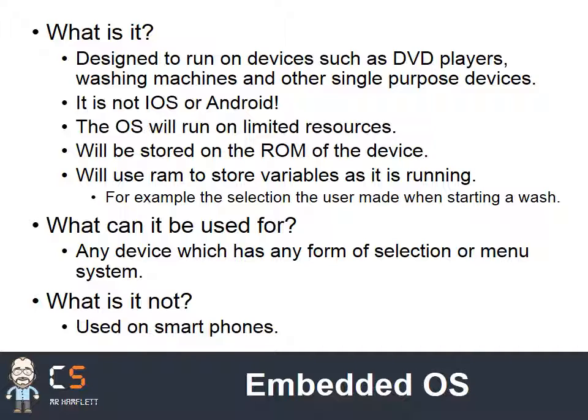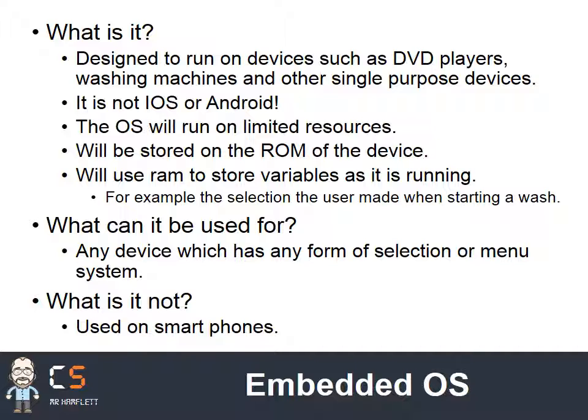It's going to run on very limited resources. Inside a washing machine, you're not going to expect 4 gigabytes of RAM and a 3.6 gigahertz processor. It's not designed for and doesn't need that. So we'll have a very simple microprocessor and a very small amount of RAM to store what program your company selected. So it's going to be very, very specific. The operating system is going to be stored on the ROM of the device, the read-only memory.